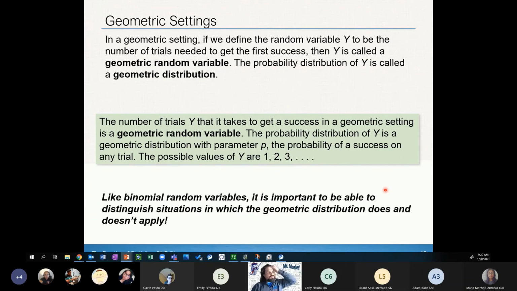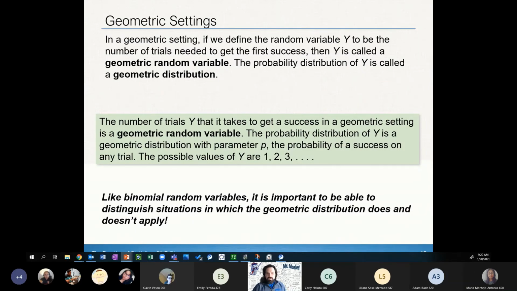Like binomial random variables, it is important to be able to distinguish situations in which the geometric distribution does and doesn't apply. Once again, the main thing we're looking for is, are we being asked to determine when we hit our first success? If we see that type of thing, then most likely we can use a geometric distribution.